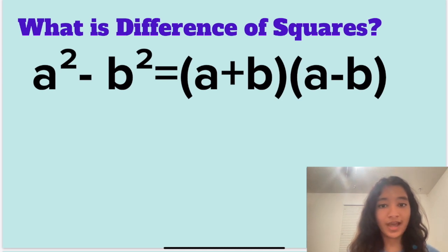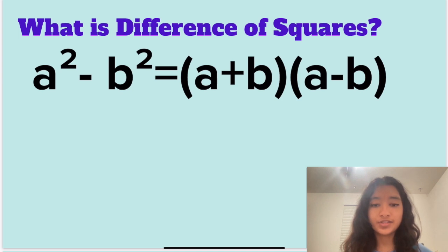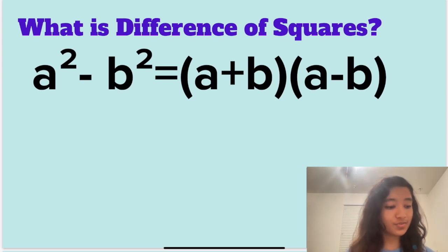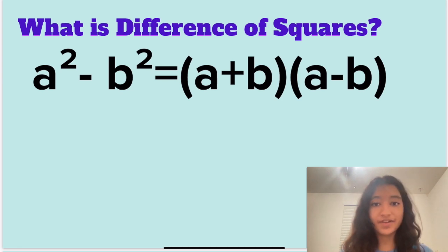So it's important that we first memorize this formula here, and then we can use this formula in different types of questions, and it's important to identify when we can use it. We see here that a squared minus b squared is equal to a plus b times a minus b. We call it difference of squares because we're finding the difference between a squared and b squared.